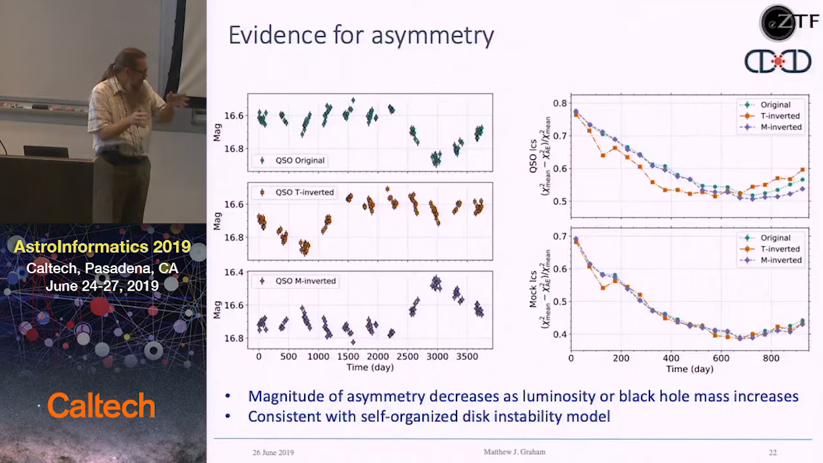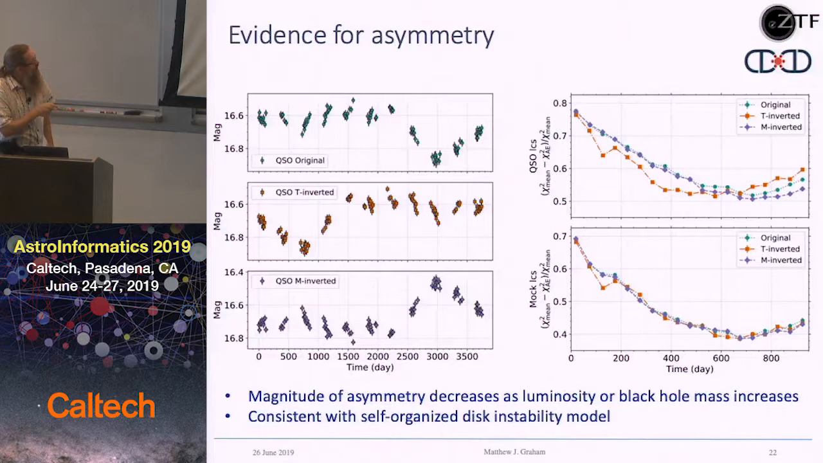It's difficult to disentangle the effect of both. But this prediction of asymmetry in the time series is consistent with certain models of the accretion disk. So it's nice that our models are actually beginning to capture things that are realistic, that are important for this sort of thing.